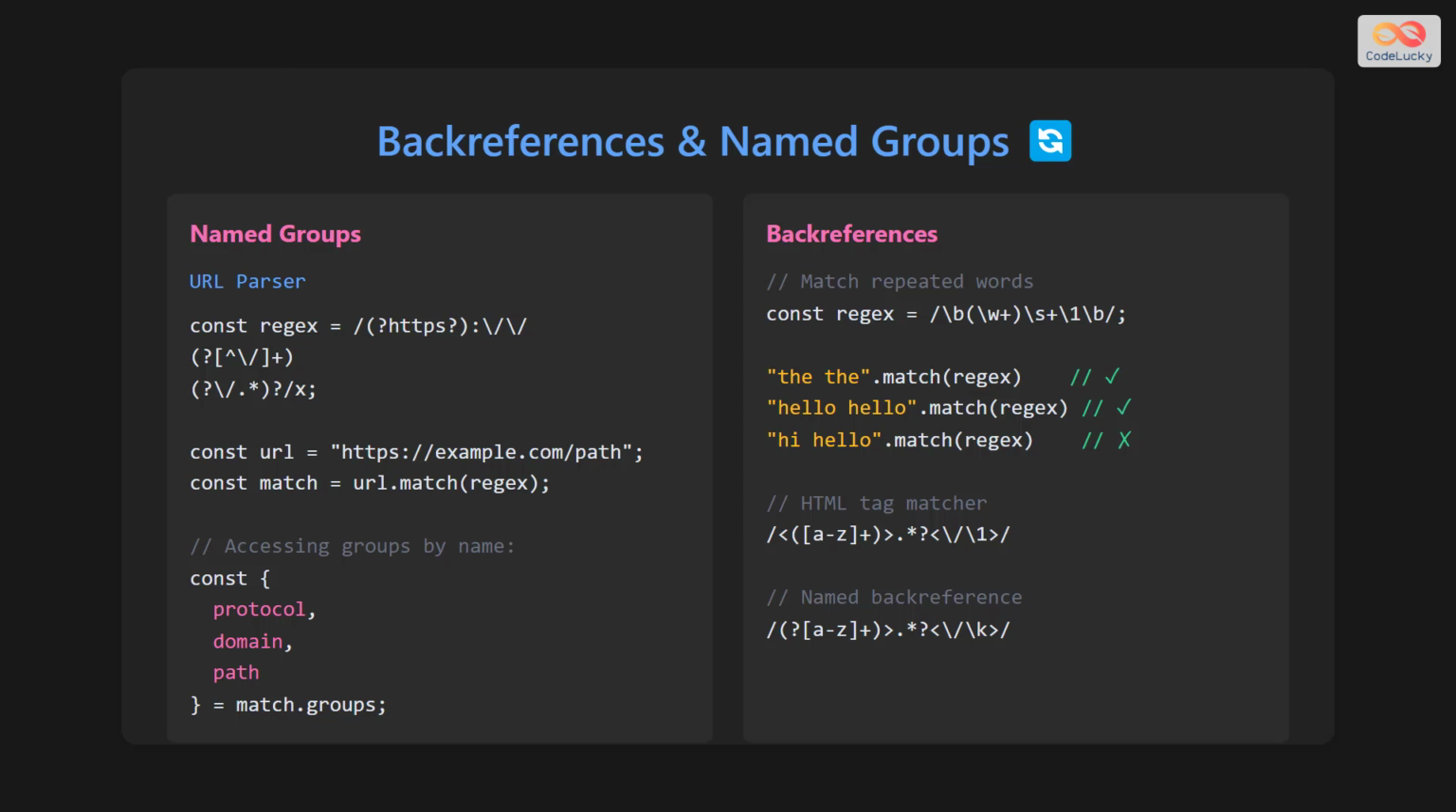Backreferences, on the other hand, allow you to refer to a previously captured group within the same regular expression. \1 refers to the first capturing group and so on. In the examples given, \b, \w+, \s+, \1, \b checks for repeated words in a string. The second example shows a simple HTML tag matcher, and the third example shows a named backreference for matching HTML tags.